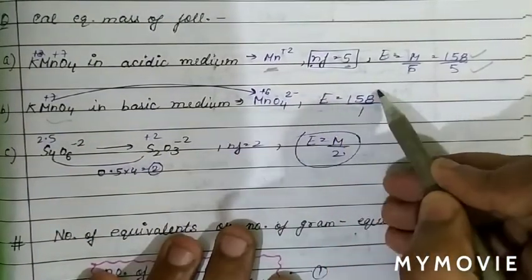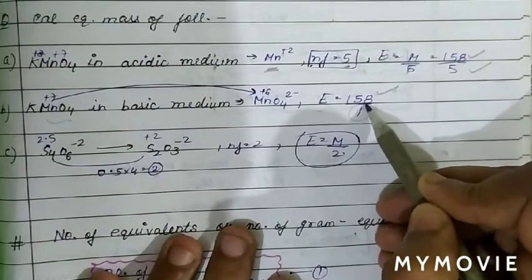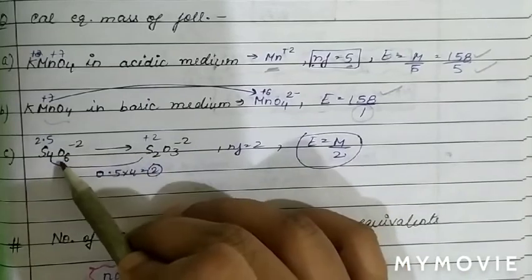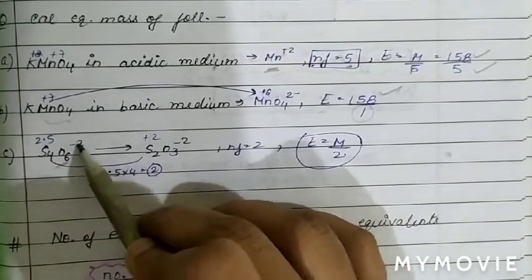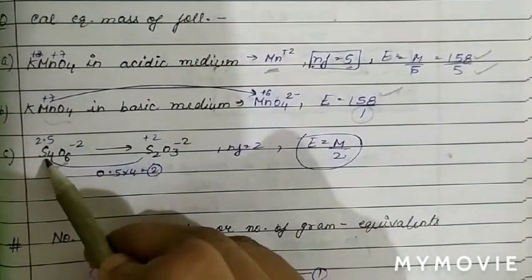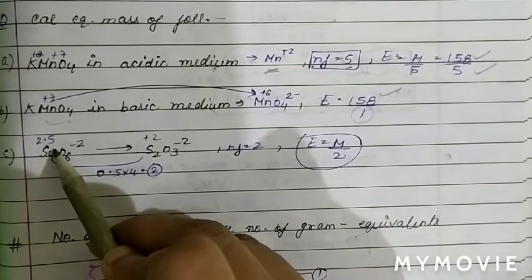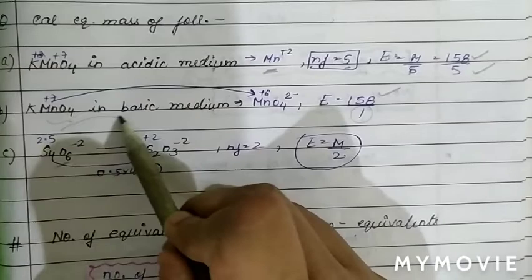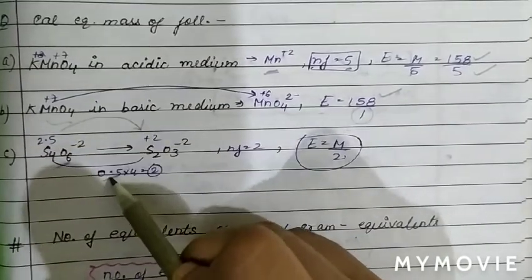So equivalent mass is molecular mass of KMnO4 divided by N factor, which is 1. See the next case. We have to find the equivalent mass of this ion S4O6 2 minus. See, oxidation number of sulfur here is plus 2.5 and oxidation number of sulfur in the other species is plus 2. So change in oxidation number is 0.5.